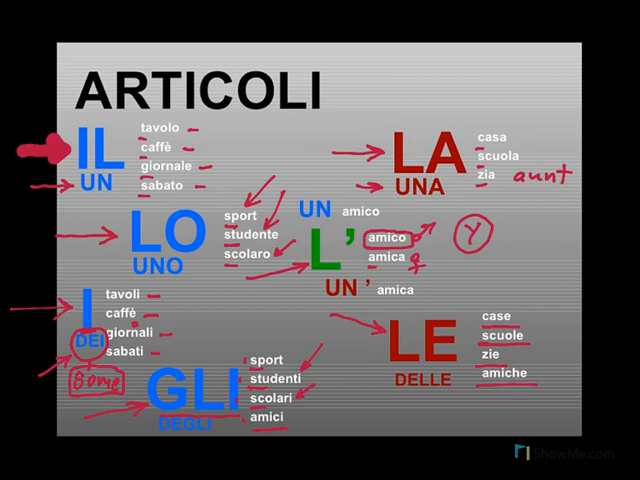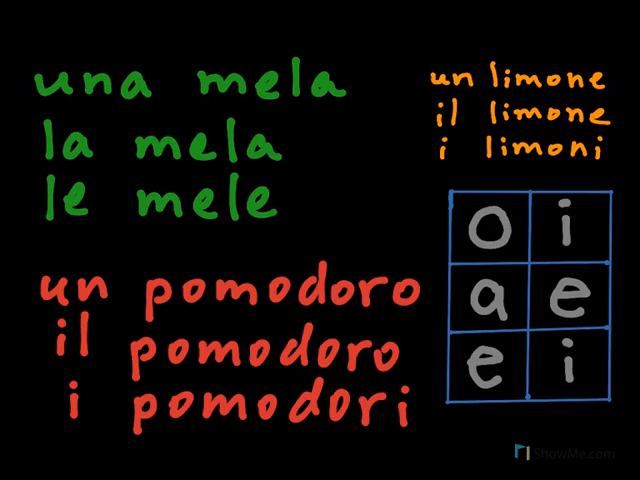Le amiche, the friends. Note that it acquires a silent H here that modifies the sound, so it doesn't sound like amiche, so it has to be amiche, and that's why you have that. So it looks like it's very complicated, but really it is not, and you will see with the examples how easy it is. Promise. Let's take a look.